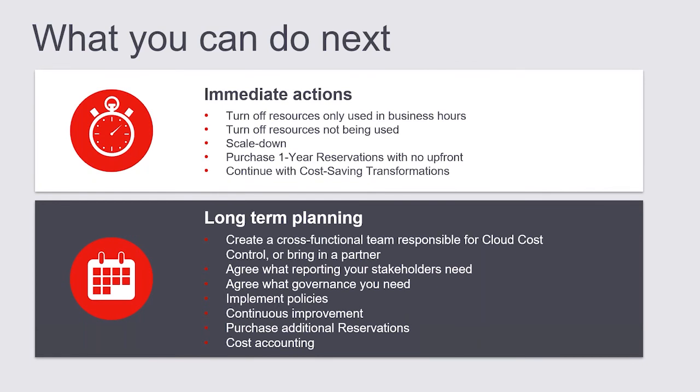The next one is purchasing 1-year reservations with no upfront. Some of the cloud providers, for example Azure, will allow you to pay monthly for your RIs, and they won't charge you any interest on it. With AWS, for example, it costs a little bit more if you want to spread it out monthly, but with Azure you don't have that problem.